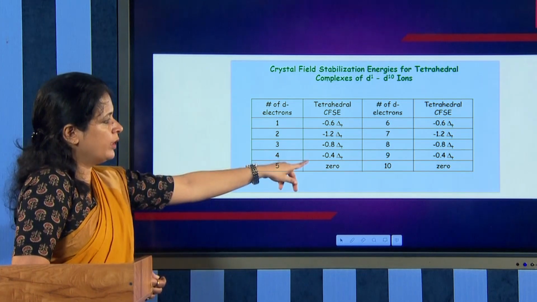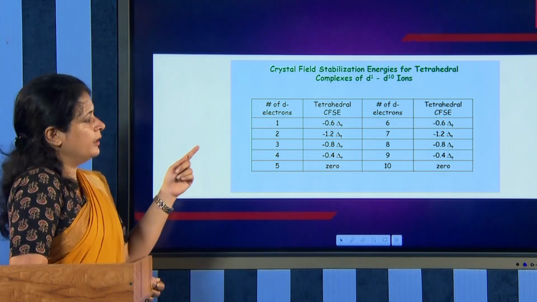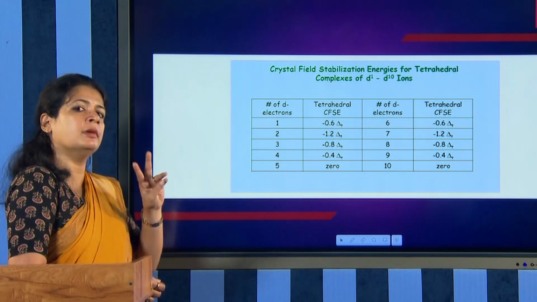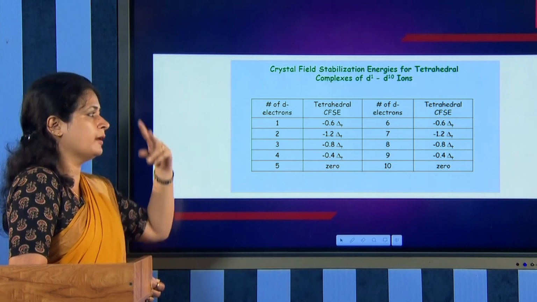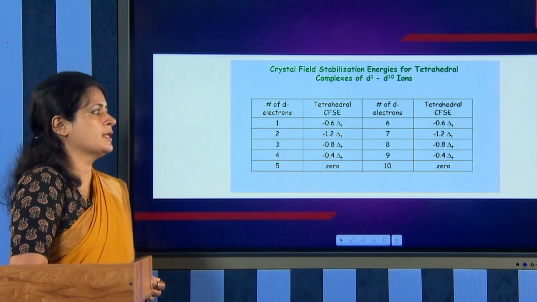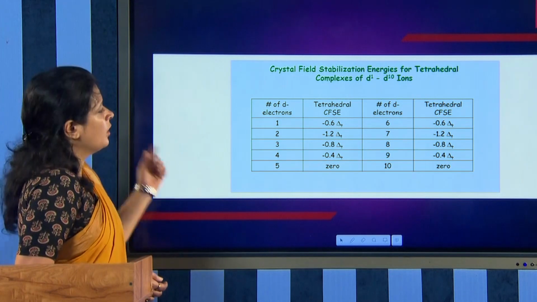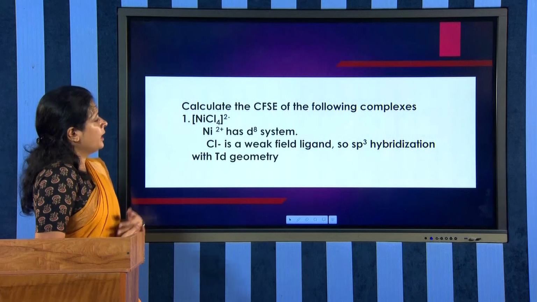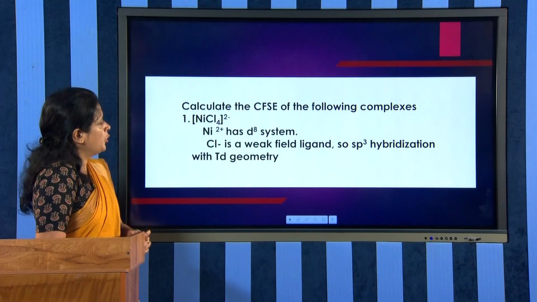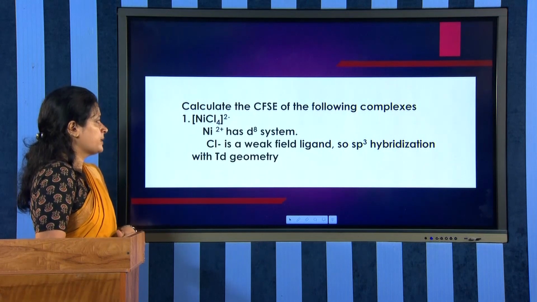And also when we look at the CFSE of d10 complexes, we have 10 electrons in the d orbitals, 4 electrons in the E orbitals and 6 electrons in the T2 orbitals, and after summing up you will get the answer as 0. And this is how you can calculate the CFSE of tetrahedral complexes. And now you can take the examples. See how to calculate the CFSE of NiCl4 2-.